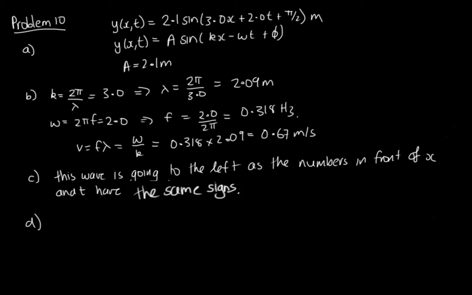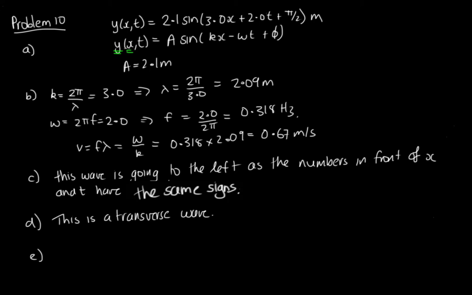And then part D asks us, is this a transverse or longitudinal wave? Now in this case, we've got a y here and an x here. So y and x are perpendicular to each other. That's what we mean by that notation. So the particles are travelling perpendicularly to the direction the wave is travelling. So this is a transverse wave.